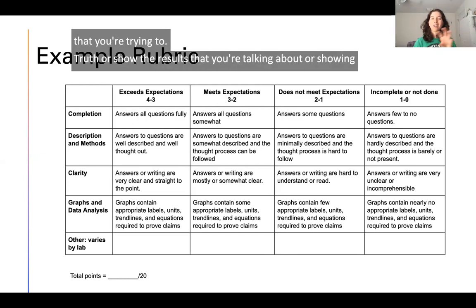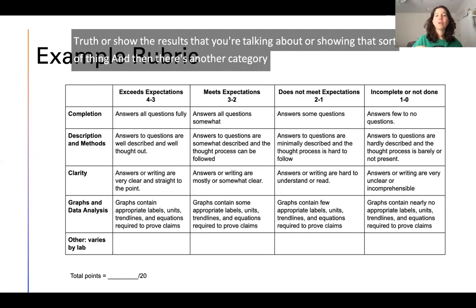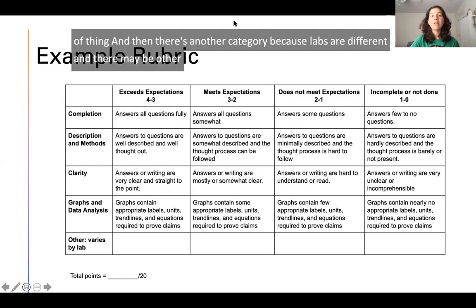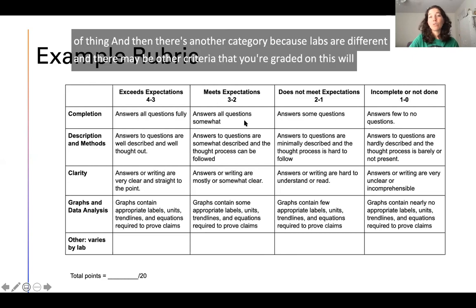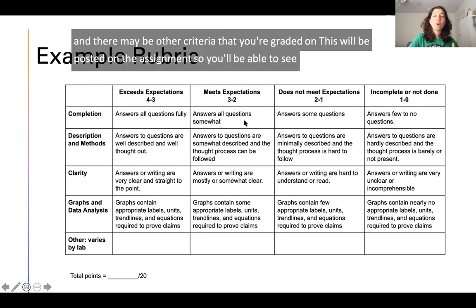And then there's an other category, because labs are different and there may be other criteria that you're graded on. This will be posted on the assignment, so you'll be able to see it ahead of time before you complete your assignment.